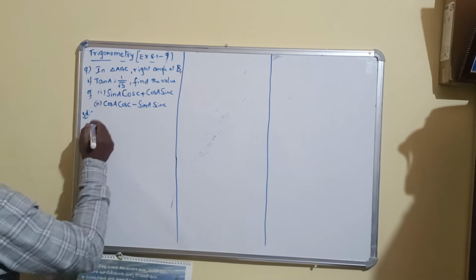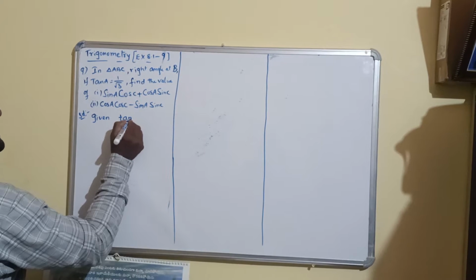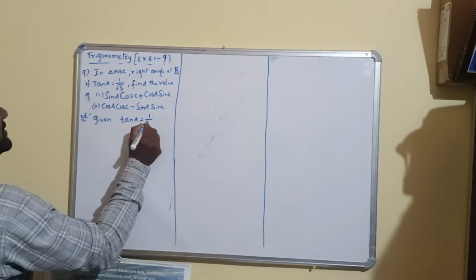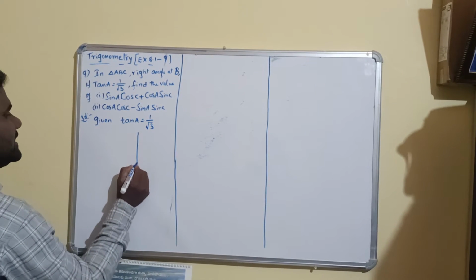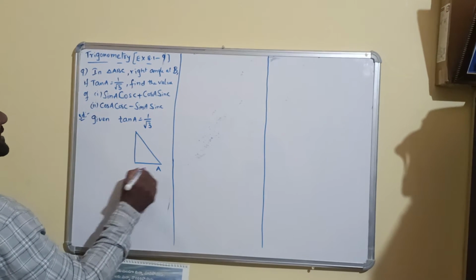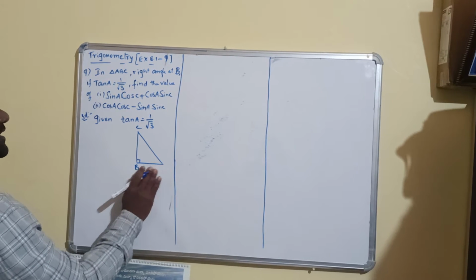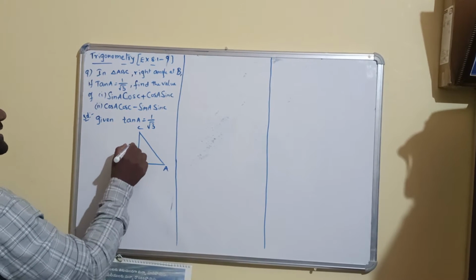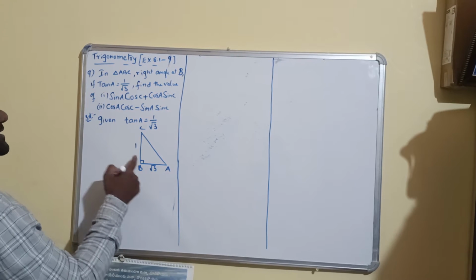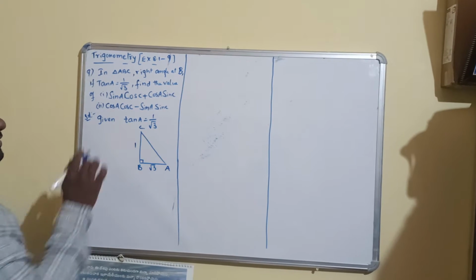First, given tan A equal to 1 by root 3. As usual, right angle triangle. Here this is A, this is right angle at B. Tan A means opposite side by adjacent side. Opposite side 1, adjacent side root 3. Now, we want to know AC.